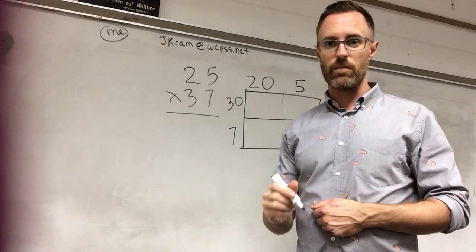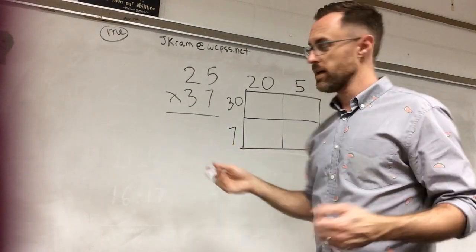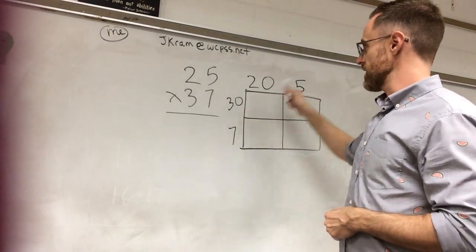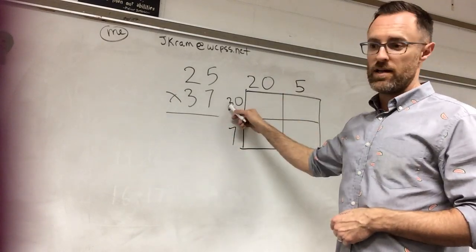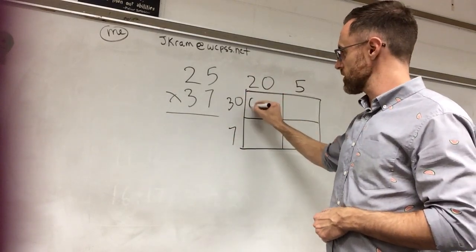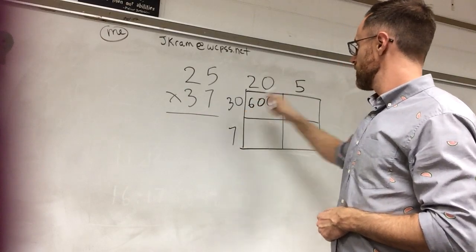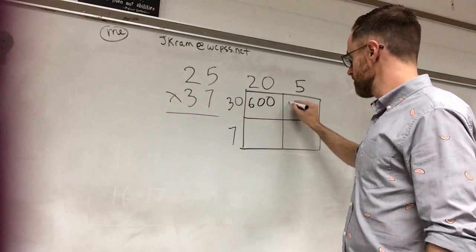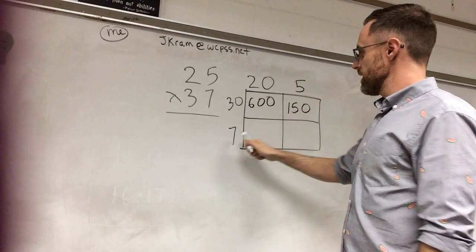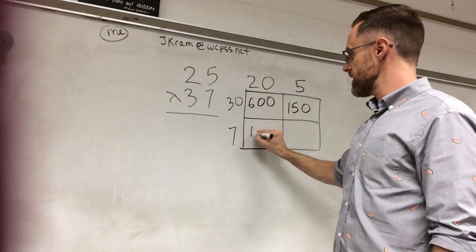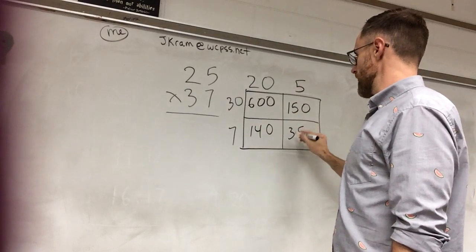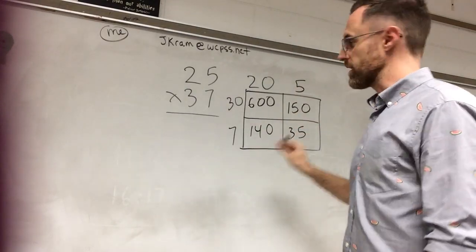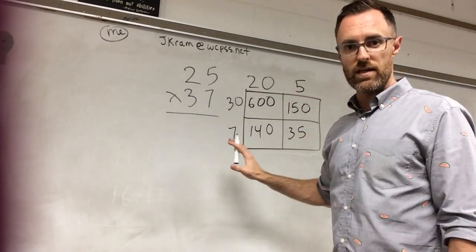Now, if they've come this far, that's great. This times this, this times this, this times this, this times this. 30 times 20. 3 times 2 is 6 with the 2 zeros, 600. 3 times 5 is 15 with 1 zero. 7 times 20 is 14 with the zero. 35. Now, most kids can get this part really pretty easily after a while.